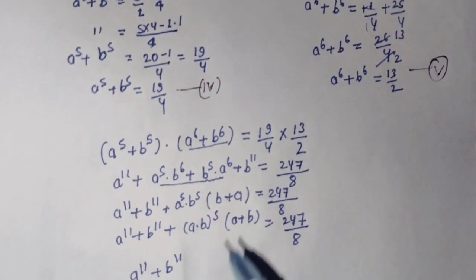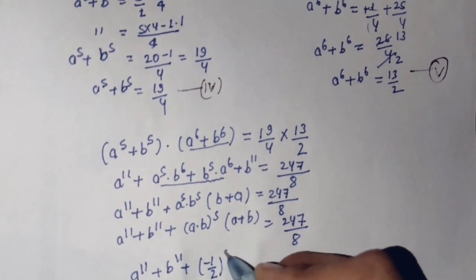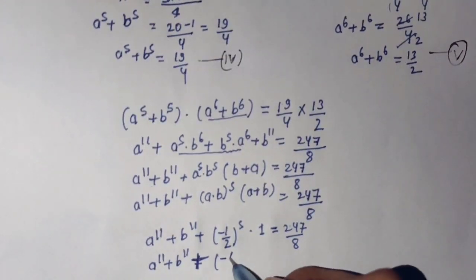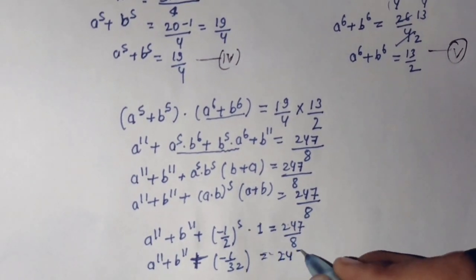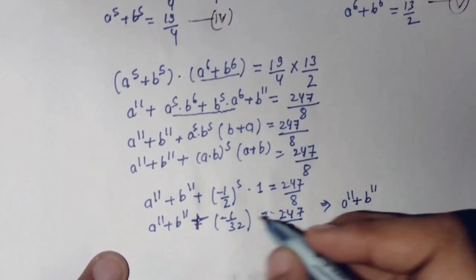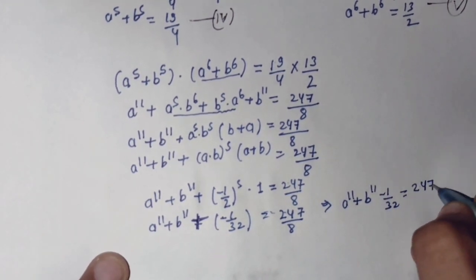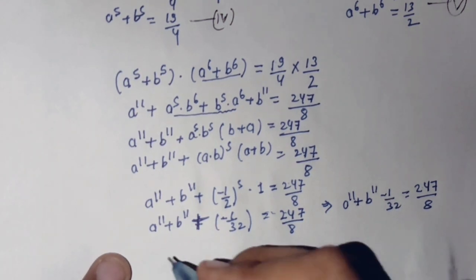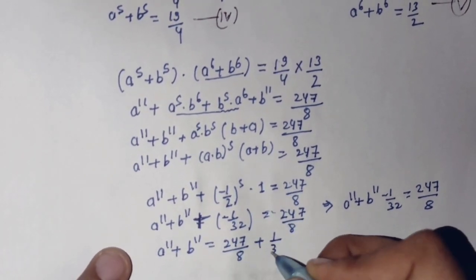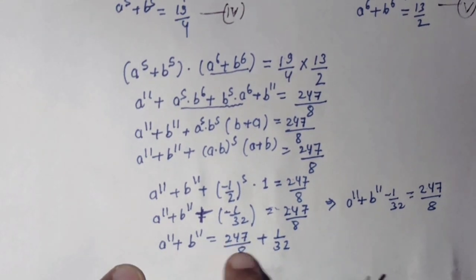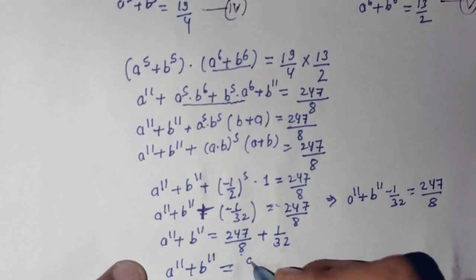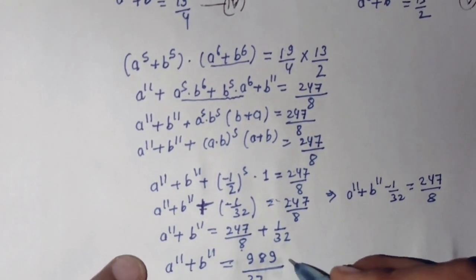This is given, so put this here: (minus 1 over 2) power 5 times 1 equals 247 over 8. a^11 + b^11 equals minus 1 over 32. Plus and minus multiply, we get a^11 + b^11 minus 1 over 32 equals 247 over 8. Minus 1 by 32 take to the right side, so we get plus 1 over 32. These two fractions, 247 over 8 plus 1 over 32, we simply add. So we get 989 over 32. This is the final answer.